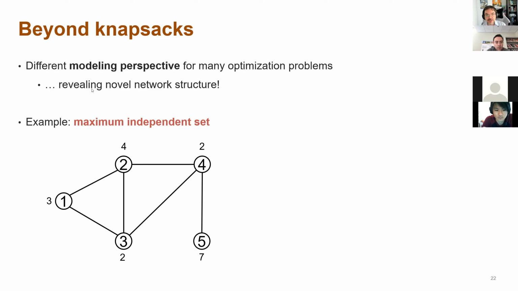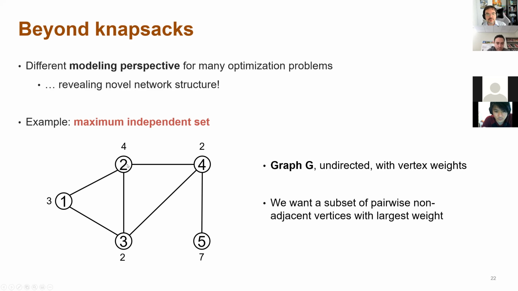I give you a graph, and I want to find the maximal weighted set of vertices such that no two vertices within this graph are connected by an arc, right? So I give a graph G with vertex weights, all right? And then I'm going to find a subset of pairwise non-adjacent vertices with the largest weight. Here it is going to be vertices 2 and 5 with a weight of 11, okay? Because there is no edge between them, and now I cannot pick any other vertex. If I pick 1, 3, or 4, it's connected to one of them, so I can't pick it, all right?